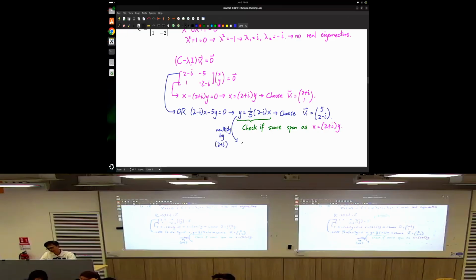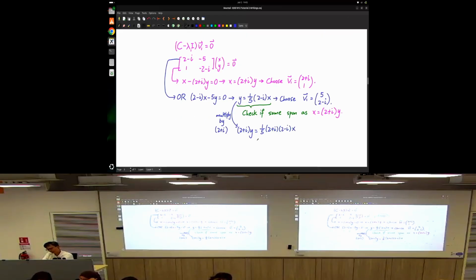If you multiply this by 2 plus i, then you get (2 plus i)y. Then this is equivalent to 1/5 multiplied by (2 plus i) times (2 minus i)x. So on the right hand side, you're going to multiply out. You get 1/5, then this will give me 4 minus i squared. But i squared is just minus 1. So therefore this is 1/5 times (4 plus 1)x, which is just 5 divided by 5. So that gives x. You can see x equals (2 plus i)y. It's exactly the same span.